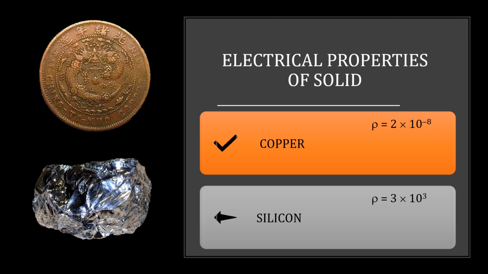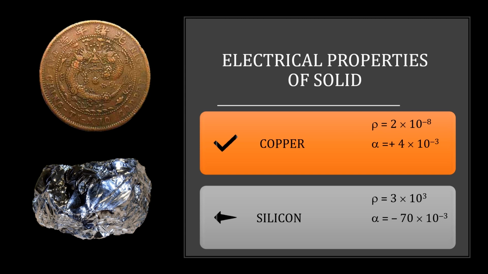Temperature coefficient of resistivity for copper is 4 into 10 power minus 3. So if I increase the temperature of copper, then its resistance will increase, thereby decreasing the conductivity of copper. But that of silicon is high and negative. That means for silicon, if I increase the temperature, then its resistivity will decrease.